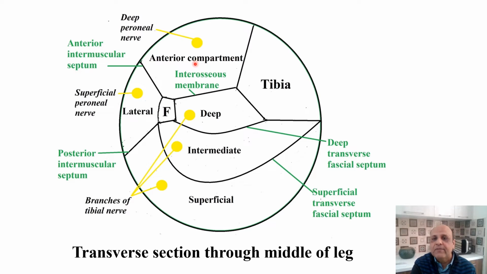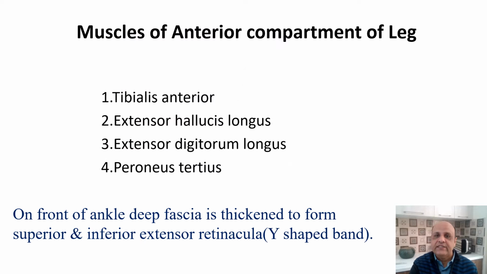The arterial supply of the anterior compartment is the anterior tibial artery, of the posterior compartment is the posterior tibial artery, while of the lateral compartment it is the peroneal artery, a branch of the posterior tibial artery. So once we have understood the compartmentalization of the leg, we can study the muscles in each compartment.